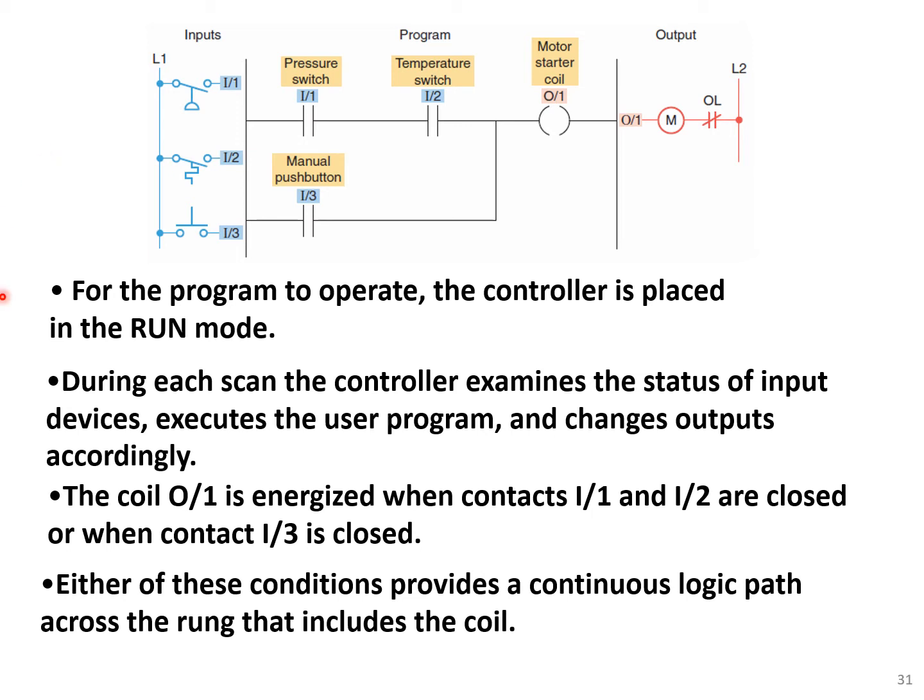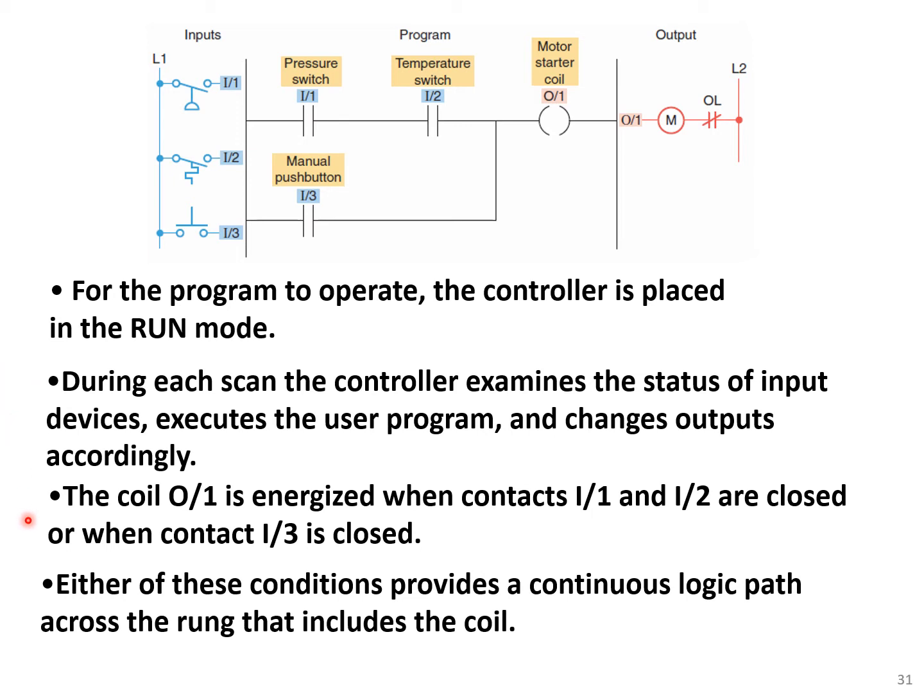Okay, for the program to operate, the controller is placed in the run mode. So usually in a PLC we have a run, pause, stop button. So we need to have that button or switch on run mode. Now the PLC starts scanning. During each scan, the controller examines the status of input devices, executes the user program, and changes the outputs accordingly.